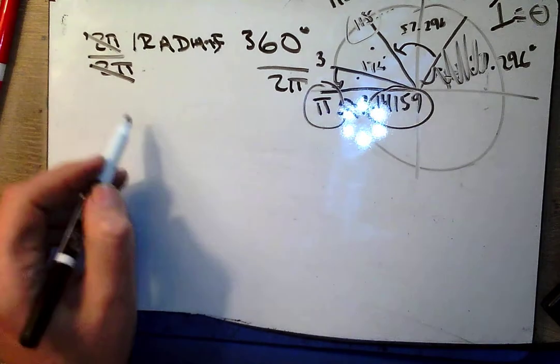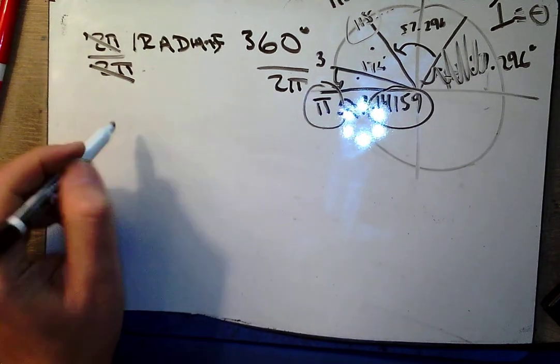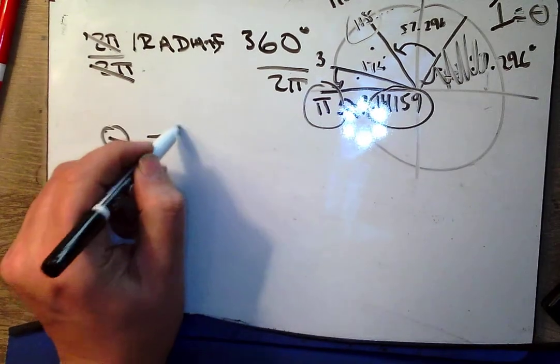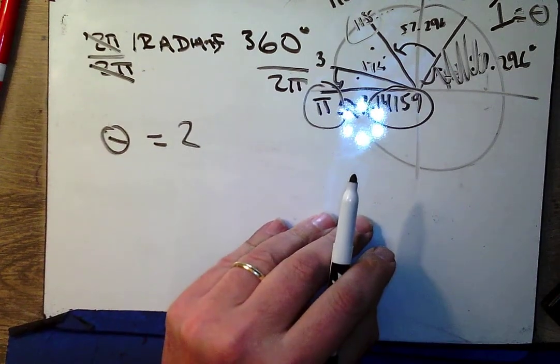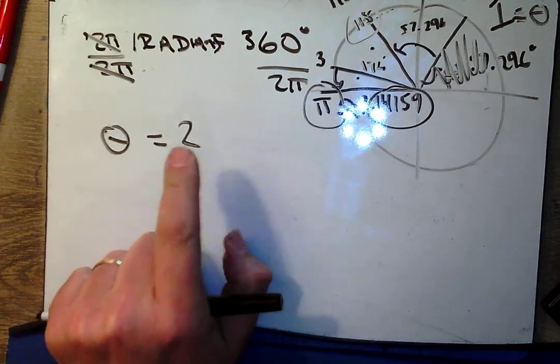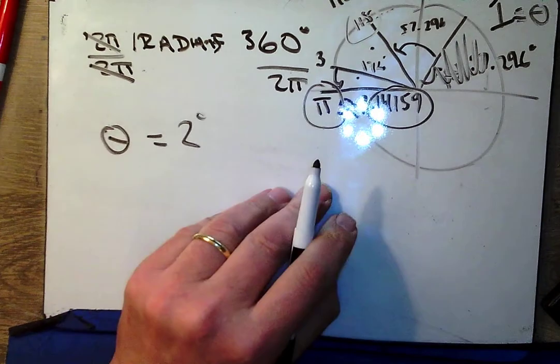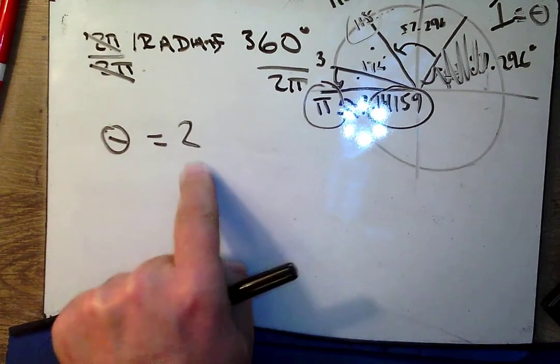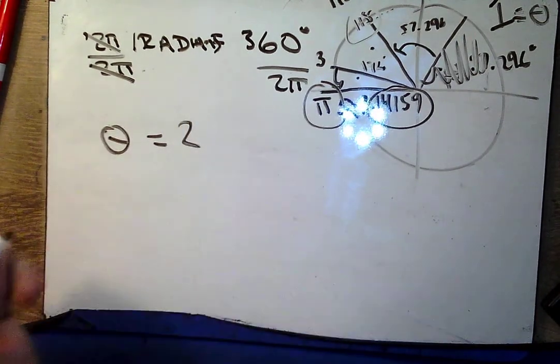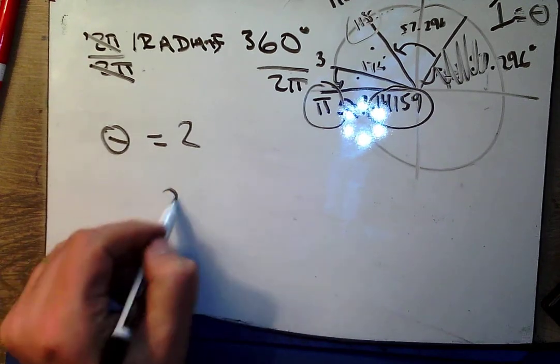So what happens if they say, hey, find a coterminal angle when theta equals 2? That's not 2 degrees. If we wanted 2 degrees, we'd have to have that symbol there. When I see this, this is 2 radians. And how do I find coterminal angles? Well, I add 2 pi.